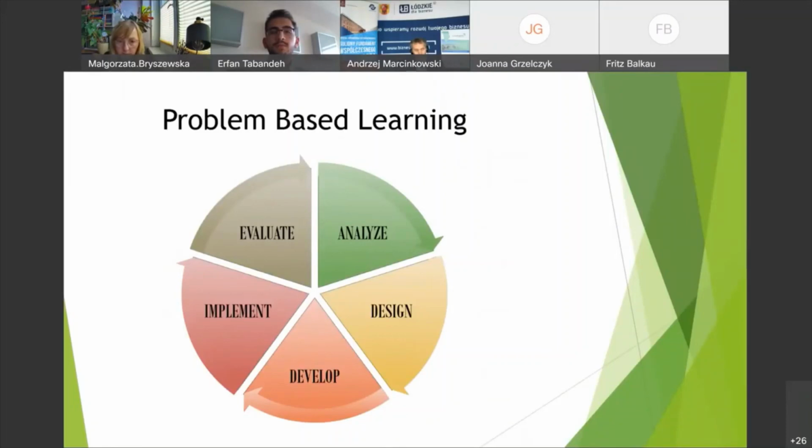PBL is a student-centered pedagogical approach, but problem and process orientations are equally important. The main components of the process can be identified, as shown on the graph, as analyze, design, develop, implement, and evaluate. My role in this process is to provide a real-life problem and then facilitate the teamwork. Sometimes, if it is necessary, I redirect the work, give advice, and help to solve problems if they appear.